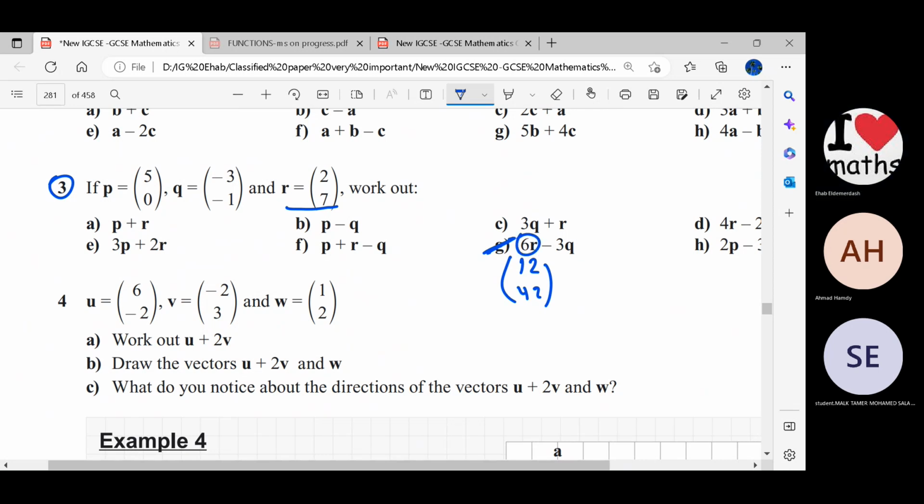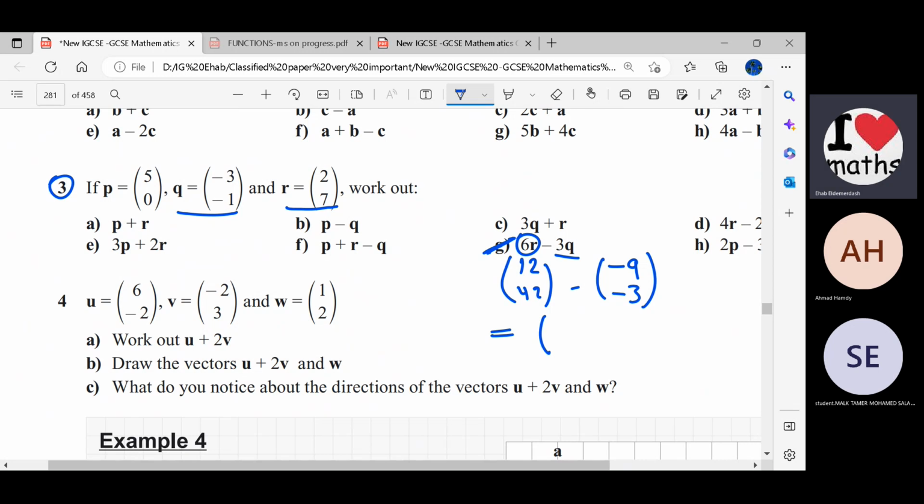This is the 6R. Minus 3Q. Here I have the Q. I'll multiply by 3. Some people are clever, they can multiply by -3 and then do addition. Are you with me, Hala? Instead of just multiplying by 3, to make it here -9 and -3. Then let's find the answer. 12 minus -9, you need to be focused on the subtraction. 12 minus -9 will give me what? 21. Right. Then 42 minus -3 will give me 45. So I get the answer.